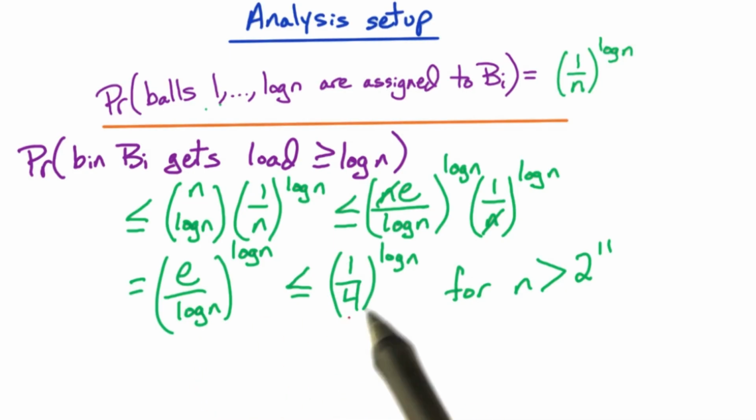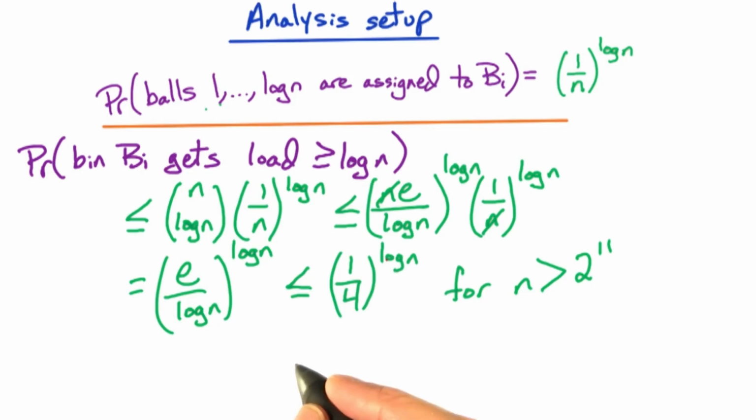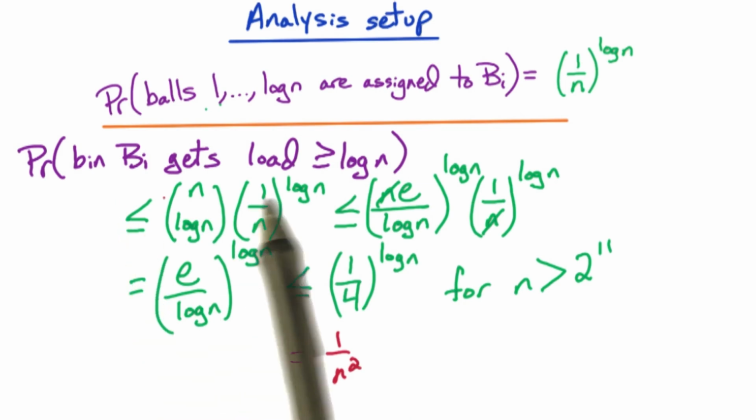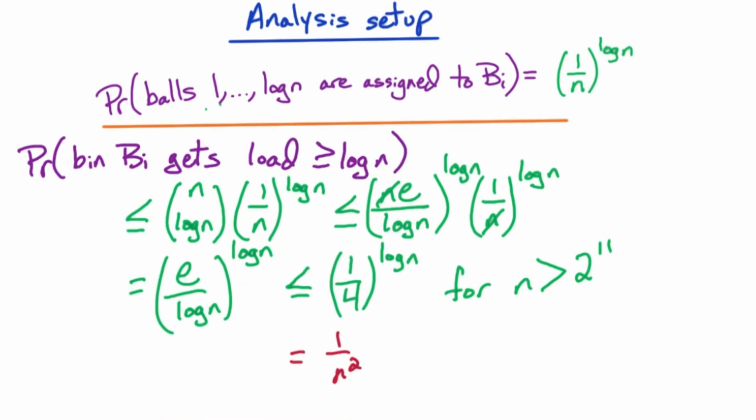Now what is the nice thing about using 1/4 here? Well, assuming that the log was base 2, then this quantity, 1/4 raised to the log n, is equal to 1 over n squared. So in summary, we've shown that the probability that bin b_i gets load at least log n is at most 1 over n squared, which is tiny as n grows.